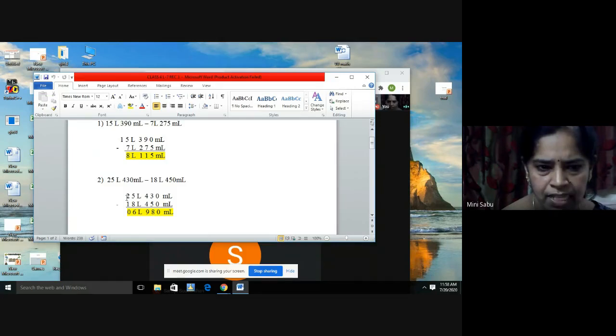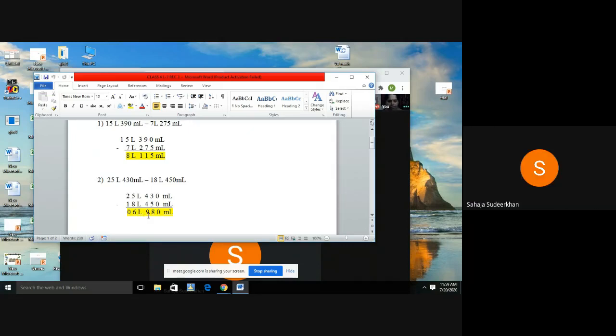Sorry, I think I used the word carry by mistake. It is borrowing. Then 4 minus 8 is not possible. So we borrow from here. So this becomes 14. 14 minus 8 is 6. And here only 1 is left. 1 minus 1 is 0. If you want, you write the 0. If you do not write the 0 also, no problem. But how do you read the answer? Will you read 0 6 liter? No. We will just read 6 liter 980 ml.